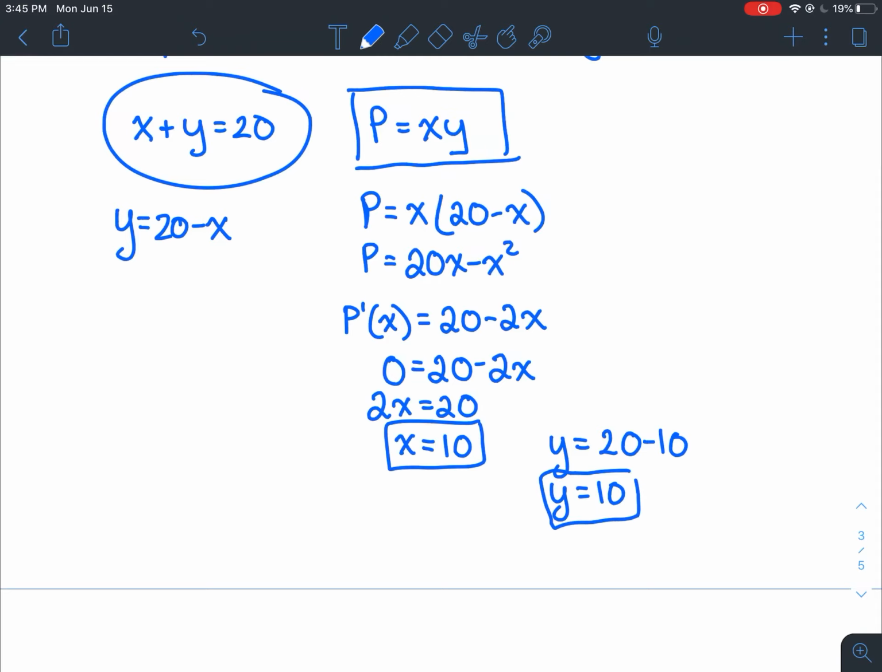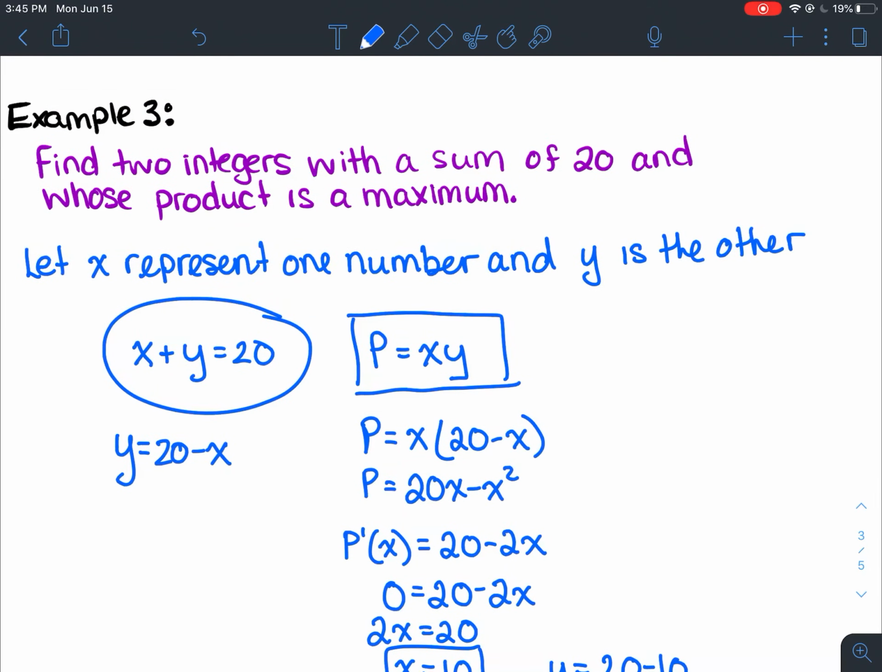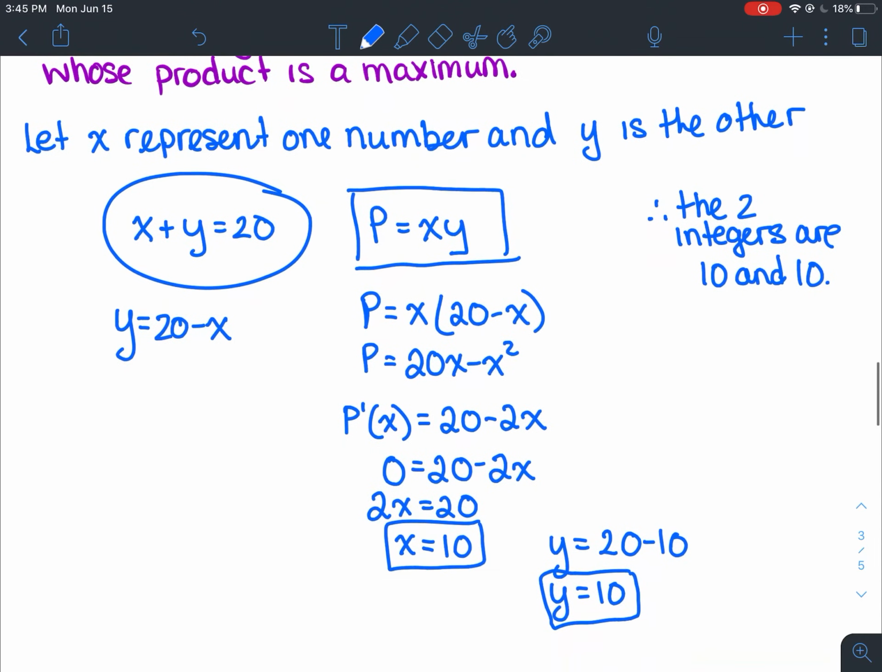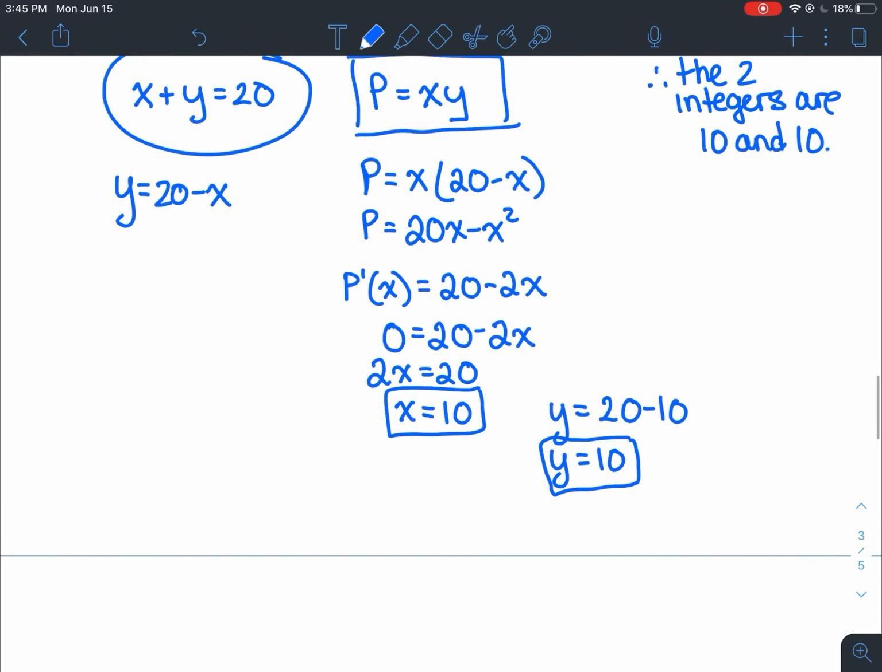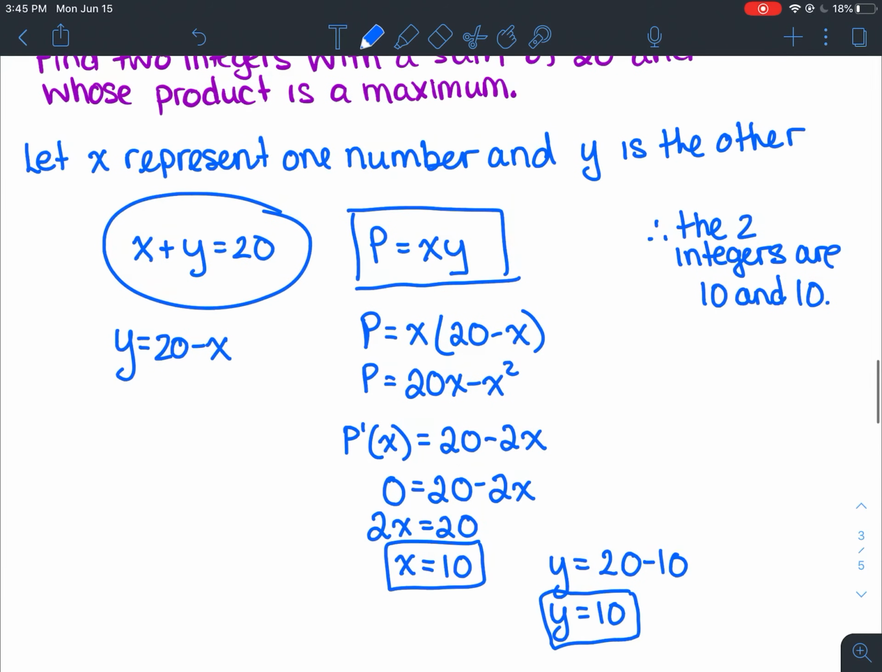Wow. These questions that I've shown in my examples all have the same number. So therefore the two integers are 10 and 10. Always good to answer the final question. And that will give you a maximum product, and they add to 20. Okay, cool. So that was an example of a number sense kind of question. A really easy one though. Okay, more to come.